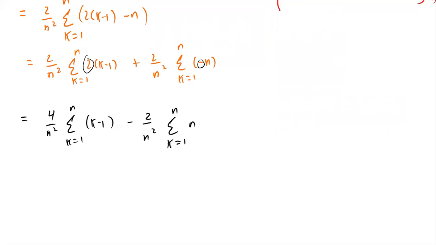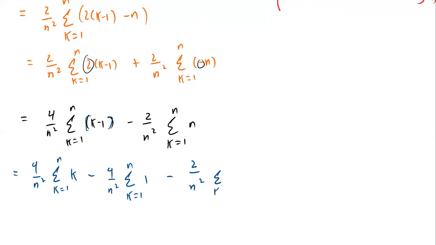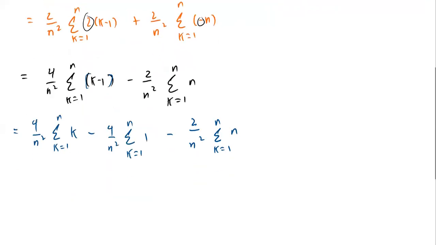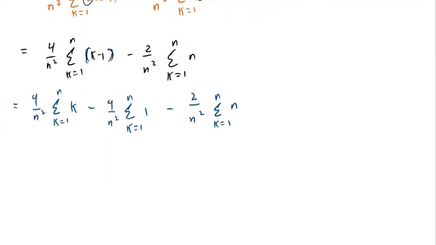Let's try to simplify a couple of things. Actually, before we do that, here we have 2 terms in the sum, so let's divide it again. So this is 4 over n squared times the sum k equals 1 to n of k minus 4 over n squared times the sum k equals 1 to n of 1. Right? So I separated it and factored the minus 1 out of the sum, minus this thing that we have here. Now here we can simplify each of these easily if you know the right way to do it.